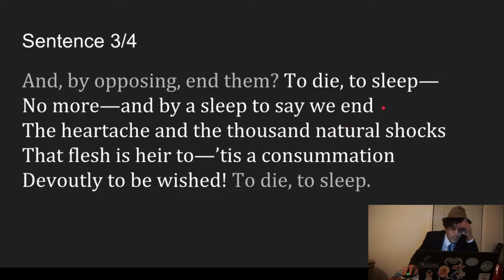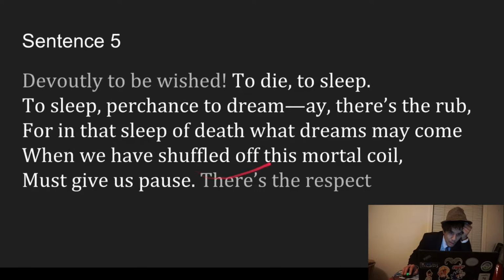He starts with this, to die, to sleep, and then he goes into devoutly to wish, to die, to sleep again. Perchance to dream, ay, there's the rub, for in that sleep of death what dreams may come, when we have shuffled off this mortal coil, must give us pause. Period.